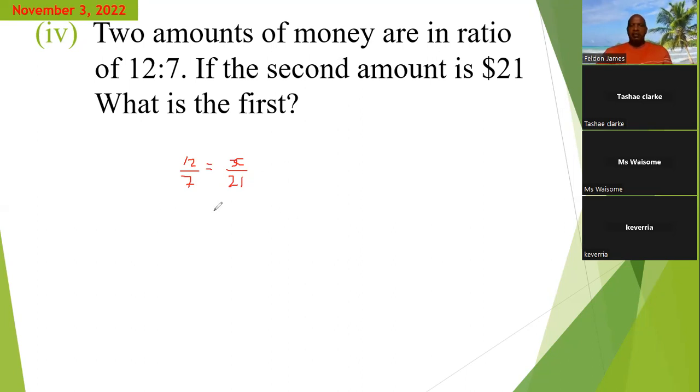Okay. Now, in this case, where the x is already above, all you need to cross multiply is the 21 with the 12. All right, so on the left side, you would just get 12 times 21 over 7. And that will be equal to x. Yes, sir. Walk me through the rest of the calculation. 12 times 21 is 252.